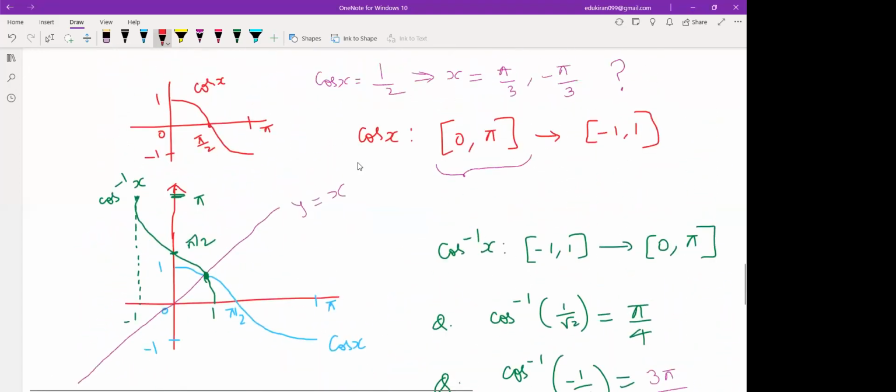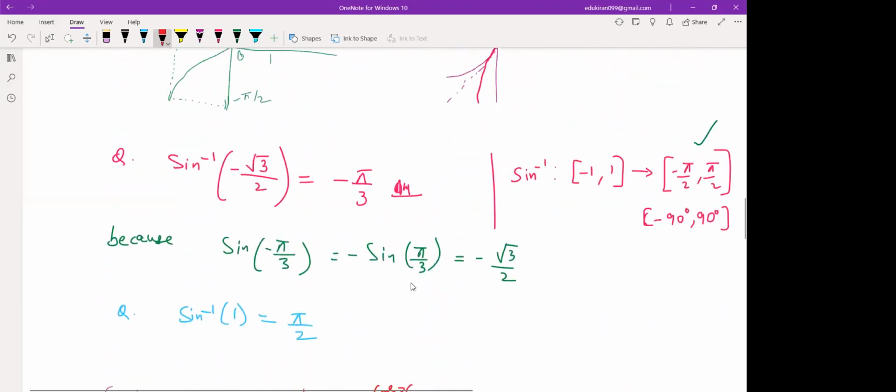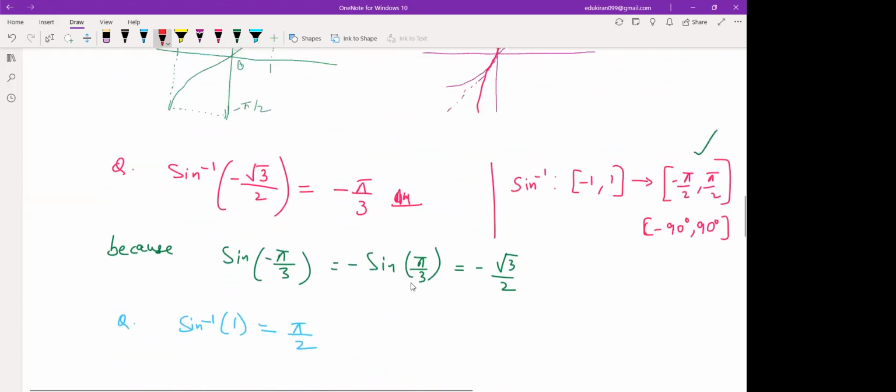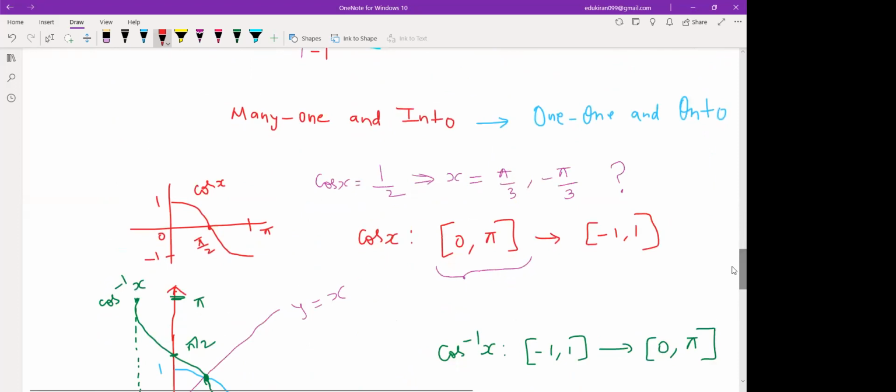In earlier cases, like in cos, our codomain was -1 to 1. What we were getting was that its range was -1 to 1. So we had to restrict our codomain to -1 to 1. It was not real numbers.